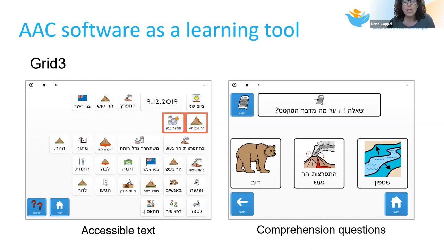Moving along with that, we can also use the grid to create interactive worksheets. On the left side is a text about a volcano, and on the right side are example questions for after reading the text. We could do this in class together up on the big screen, read the text together and answer questions, or each student can do it on their own on their iGaze device or on their iPad. And regardless of whether they're verbal or nonverbal, these accessible texts support their ability to read and work on comprehension.